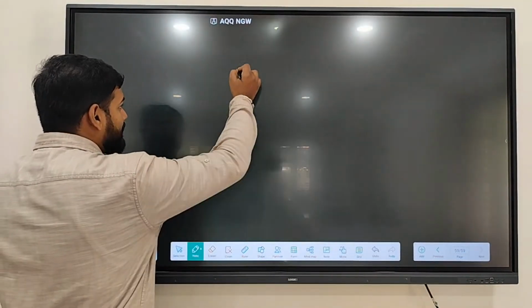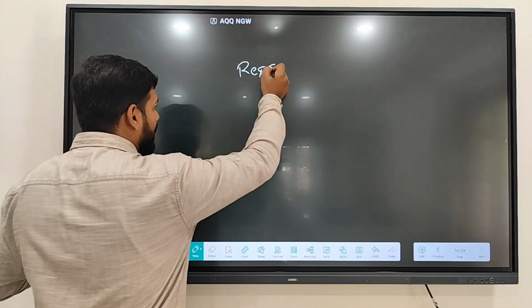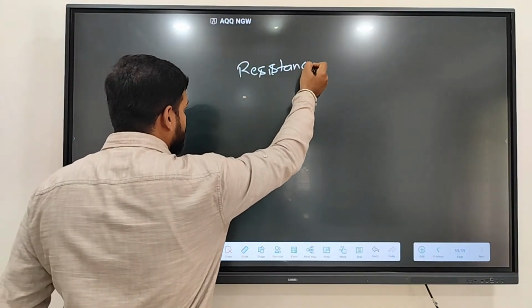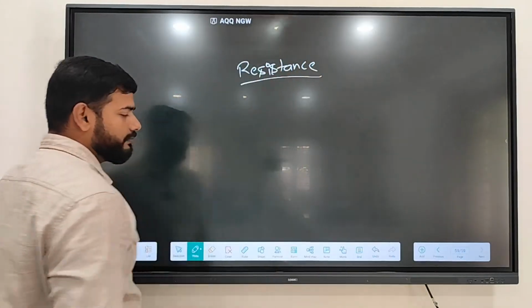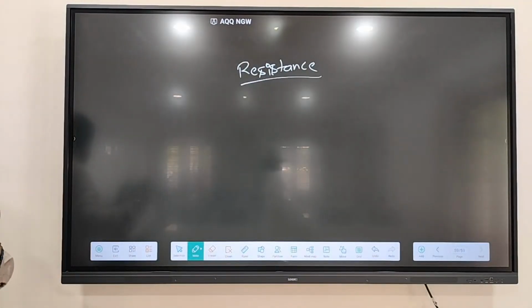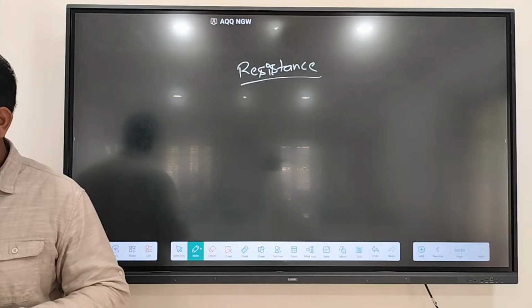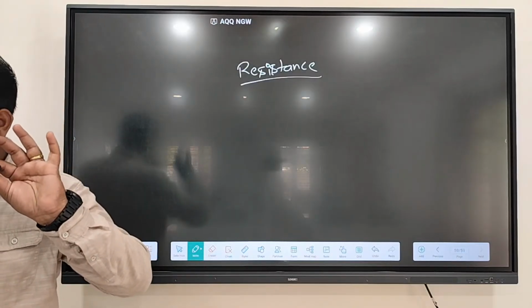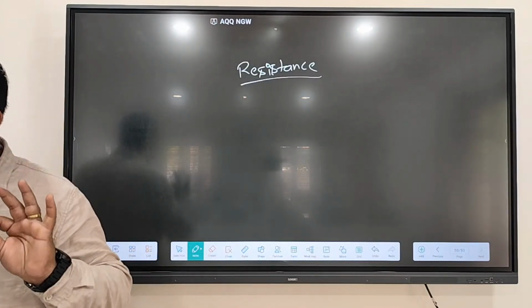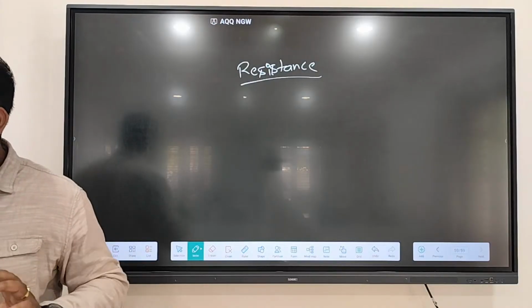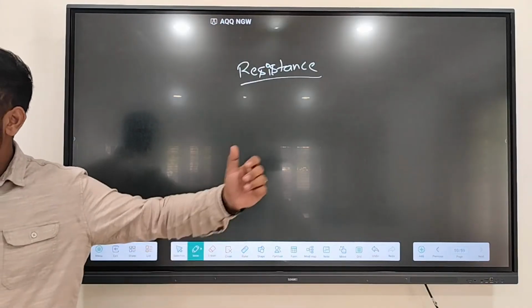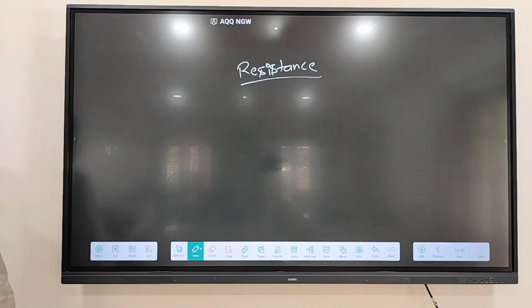Electrical resistance. Resistance means opposition. Opposition to the flow of charge. Through this wire, electrical charges are flowing. The amount of obstruction caused by the material to the flow of electric charge is called electrical resistance.